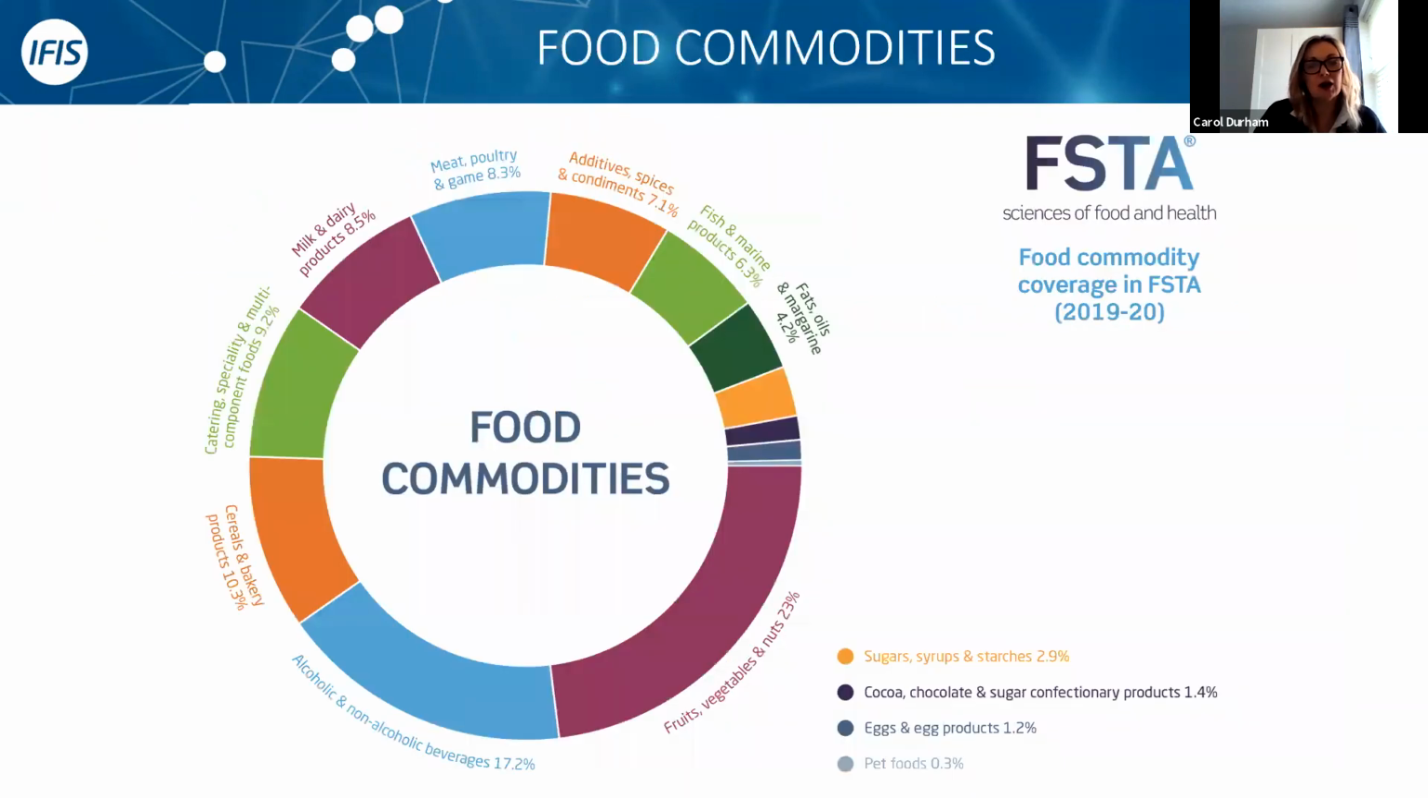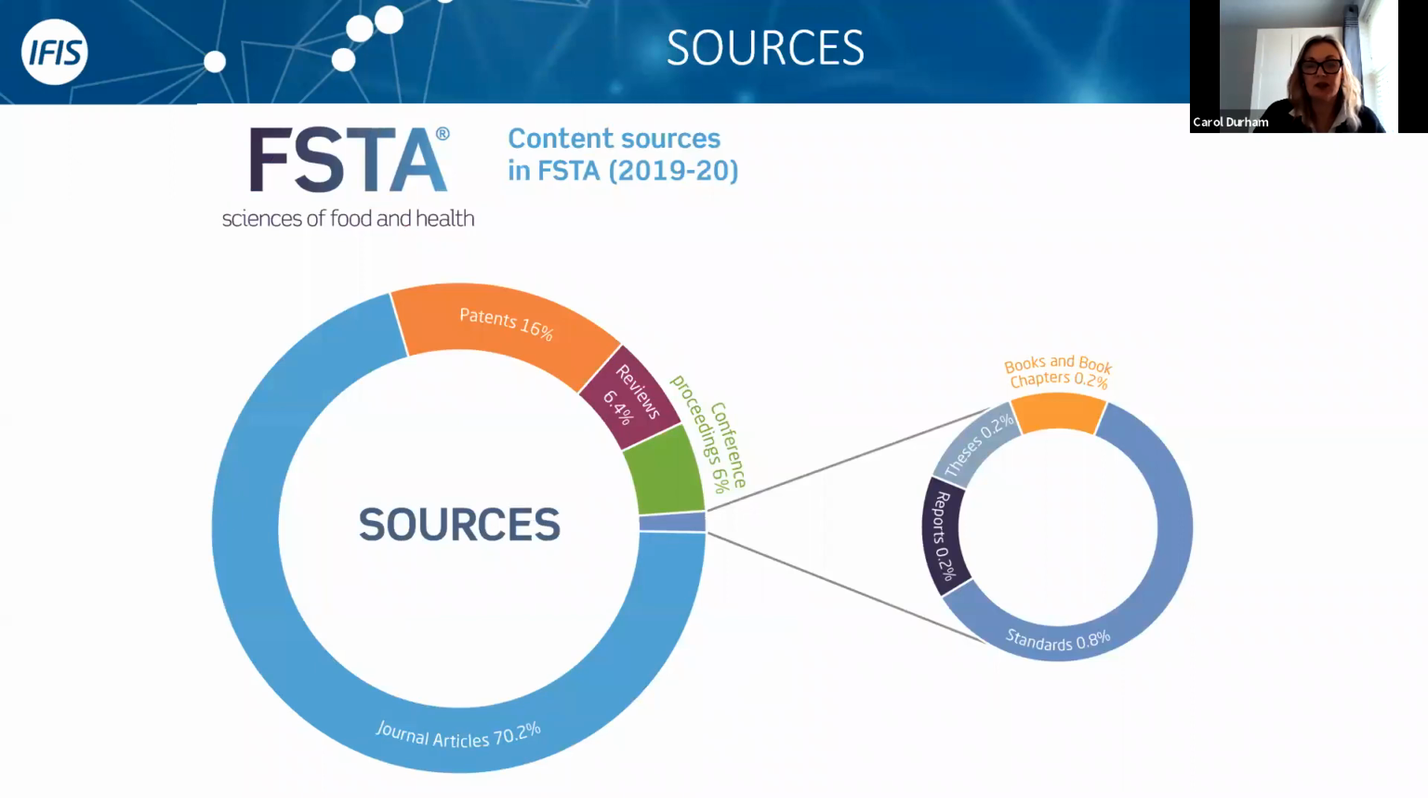FSTA covers a whole range of food commodities. So you can see from this slide just the breakdown of the content, and you can see that we include everything from beverages through to pet foods. So it's very, very comprehensive in terms of commodities. In terms of the type of content included in FSTA, the majority of content comes from journal articles, but we also include patents, and we include reviews, conference proceedings, and books and standards.